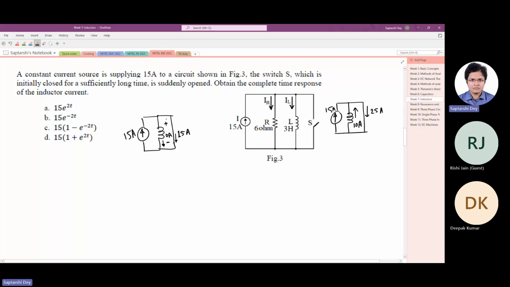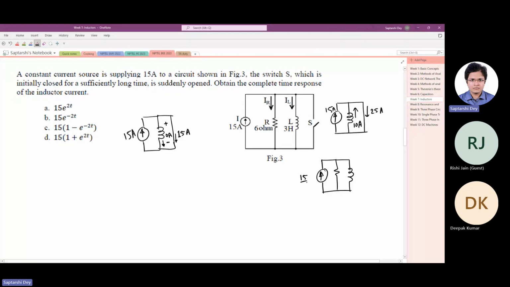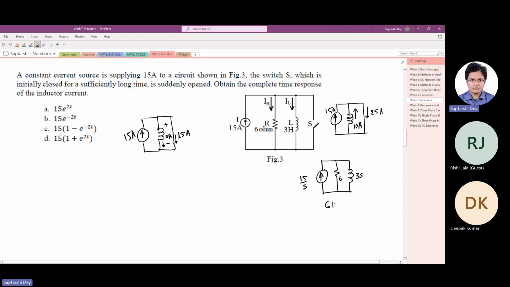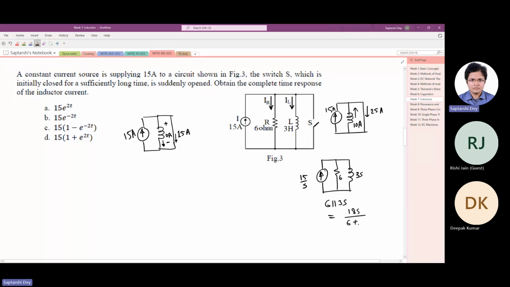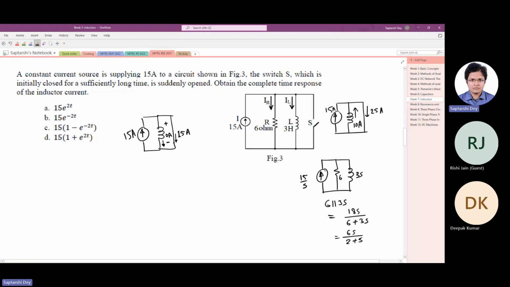Now, this is one of the questions. Generally, what we do is, if we are solving this kind of problem, we transform this to the Laplace domain where the 15 ampere current becomes 15 by S. Resistance remains as it is, 6, and the inductor 3 Henry becomes 3S. Now we solve it like a regular circuit. So 6 parallel to 3S, that is 18S by 6 plus 3S, which is 6S by 2 plus S. So this much is the resistance and the current is flowing. In this way we solve.